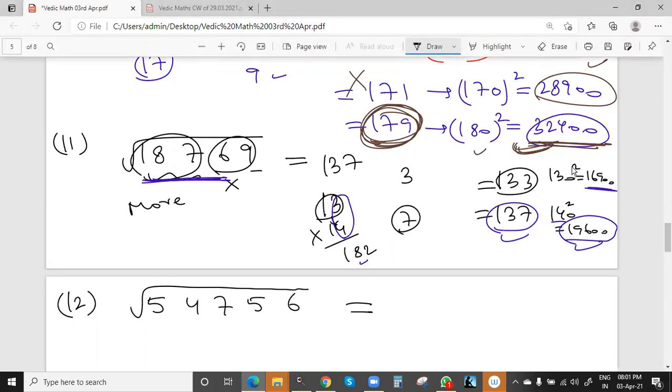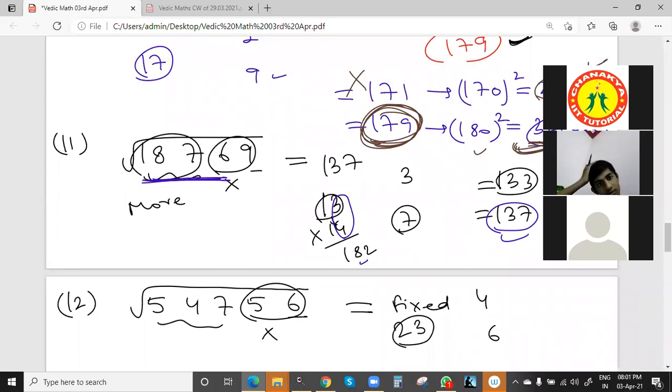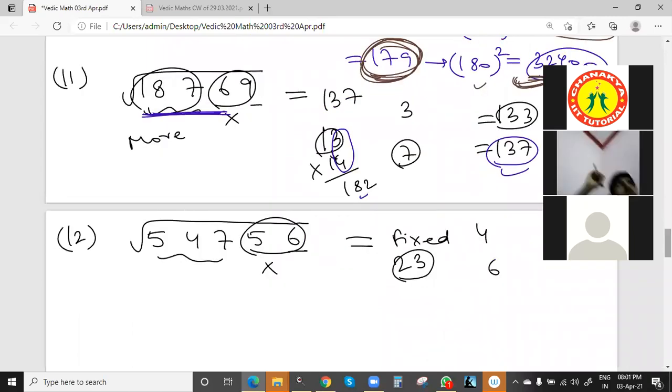So 6 is there, so the number ends with 6. So 4 can come and then 6. These are the two options we have. We'll ignore the last two digits and we'll focus on 547. 20 is 400, 21 is 441, 22 is 484, 23 is 529, 24 is 576. We will fix 23 because 23 squared is 529, which is less than 547. Then we have to check. We will choose 4 and 6.